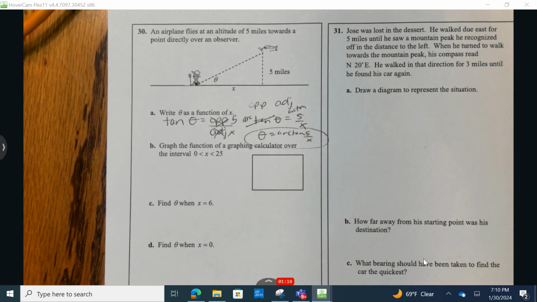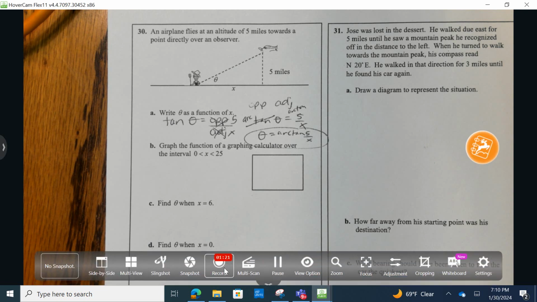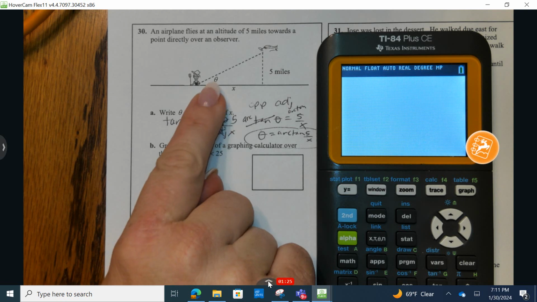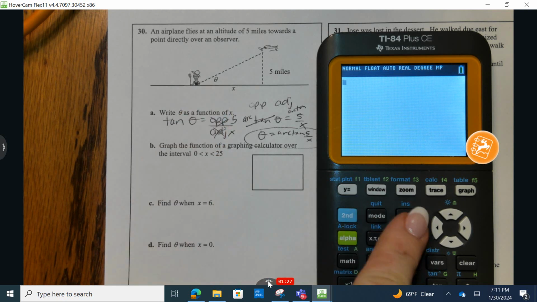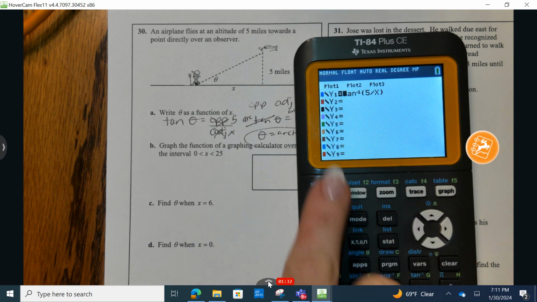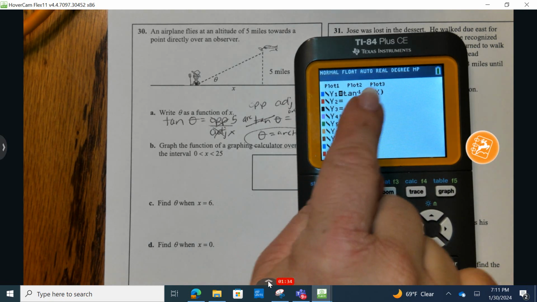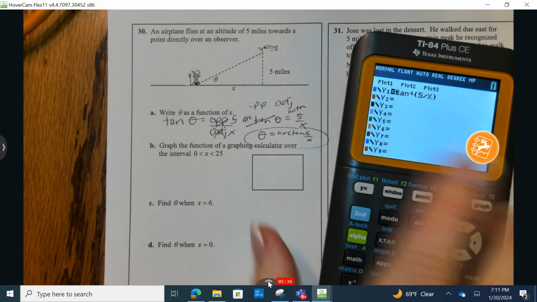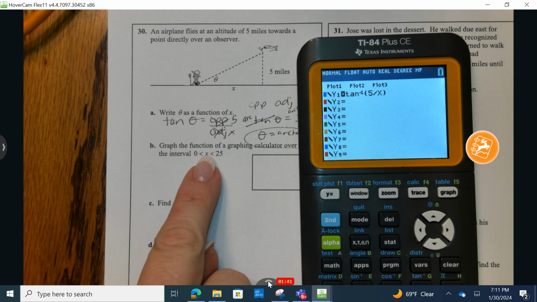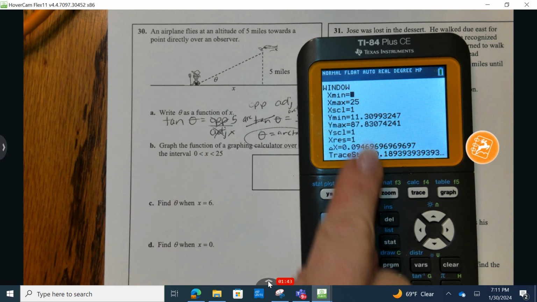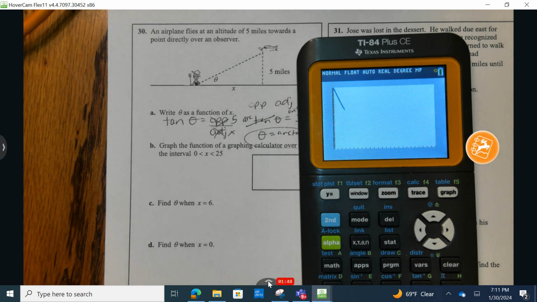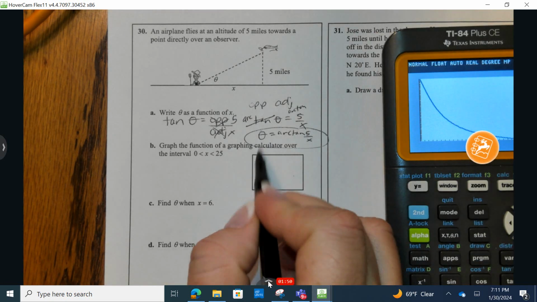Let's look at B. Let me first plug it into the calculator. The first thing we need to recognize here is we are looking for this angle, and so this angle is going to be in terms of degrees. So the first thing you want to do is make sure that you've changed it from radians to degrees. Then I'm going to do the arctangent, inverse tangent of 5 over x, exactly what we have here. And then the output will be this angle theta. So we're going to set x equal to 0 to 25, and then I'm going to do a zoom fit. And I can draw this picture of what this looks like.